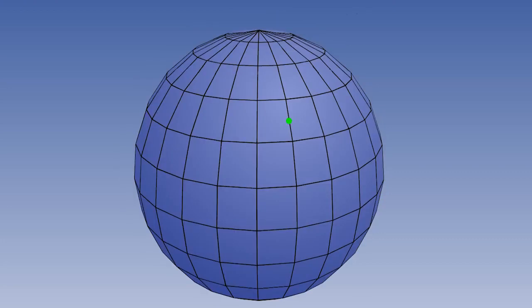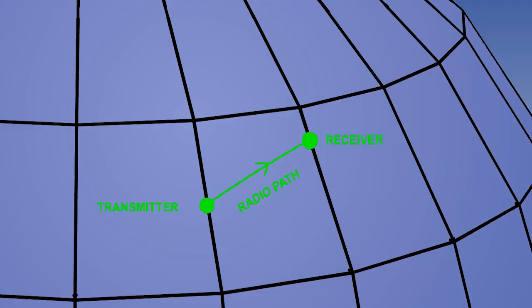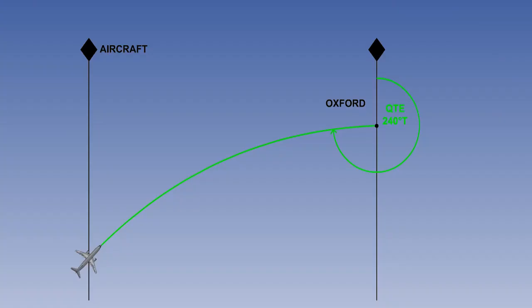Let's put a radio transmitter here and the receiver here. Here is the great circle joining them. And if we zoom in on the part between the transmitter and the receiver, we get the radio path. When we straighten up the meridians and make them parallel in the Mercator projection, this is how the radio path appears. This is where the problem arises. The great circle track angle changes.